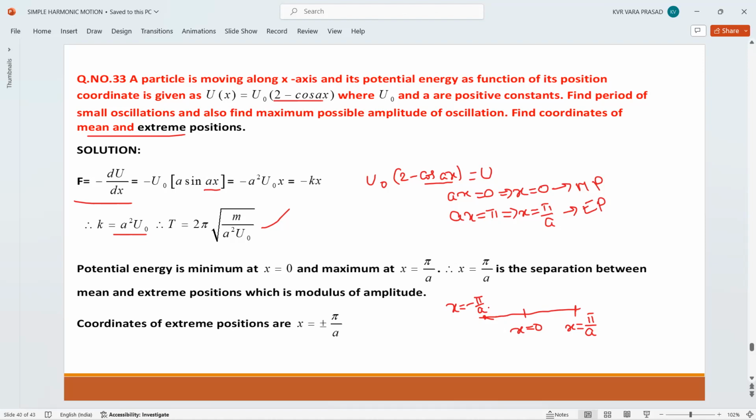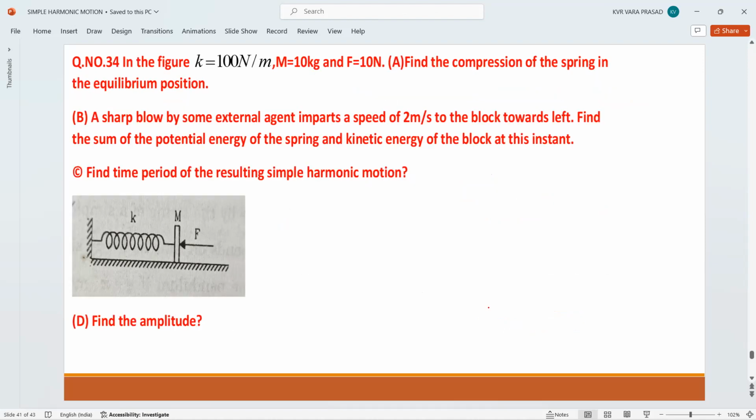See the next problem. You are given a spring and block applying a force, which is given as 10 Newton. It asks to find the compression of the spring in the equilibrium position. So the first one we can directly solve. At equilibrium position, net force equal to 0.